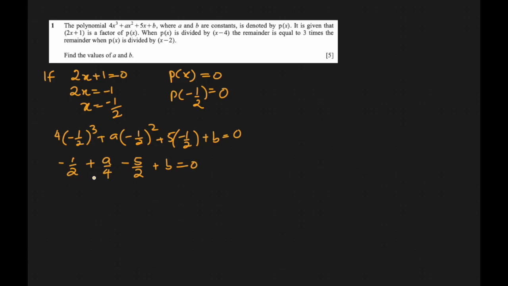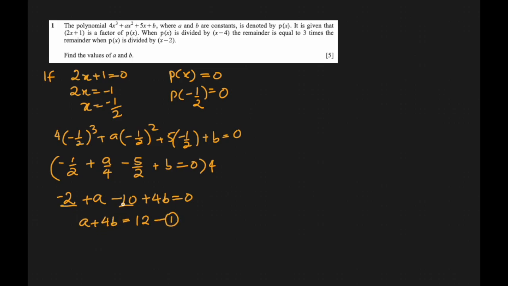Since we have a denominator here and no denominator here, let's multiply the whole thing by 4 so that it gives us a proper relationship between a and b. Minus half times 4 is minus 2. A over 4 times 4, the 4s cancel, so just a. Minus 5 over 2 times 4 will be minus 10, plus 4b equal to 0. So minus 2 and minus 10 becomes minus 12. So a plus 4b is equal to 12 when it comes to the right side, and this becomes our first equation.